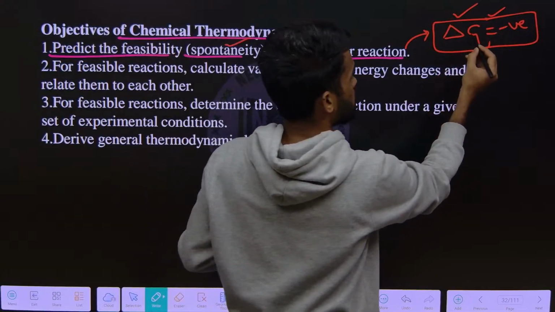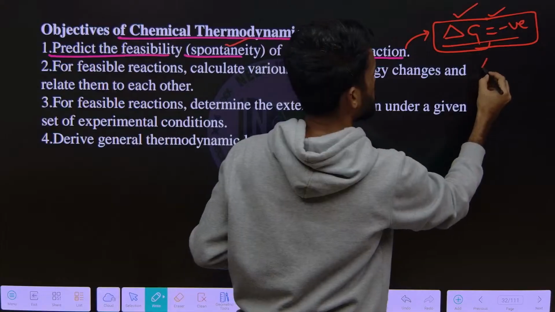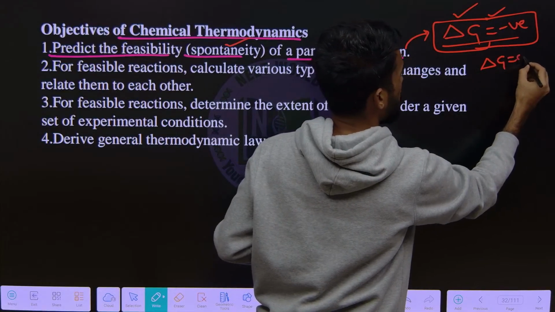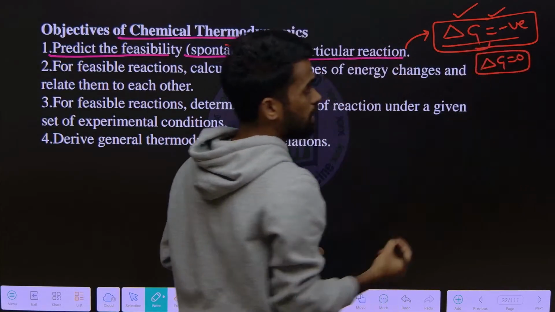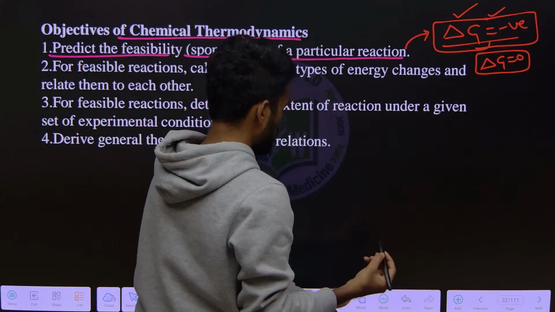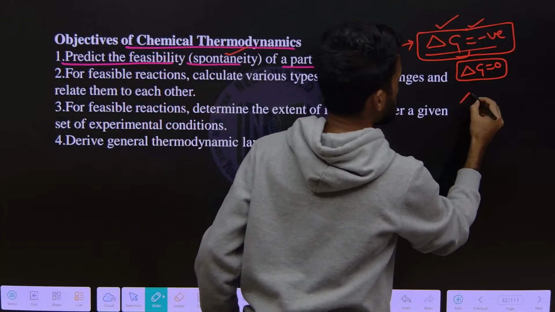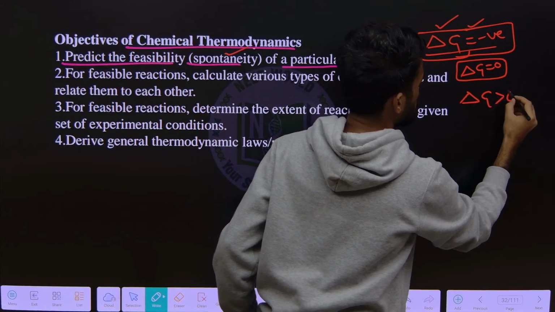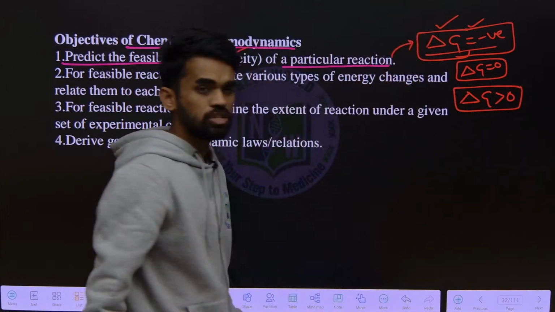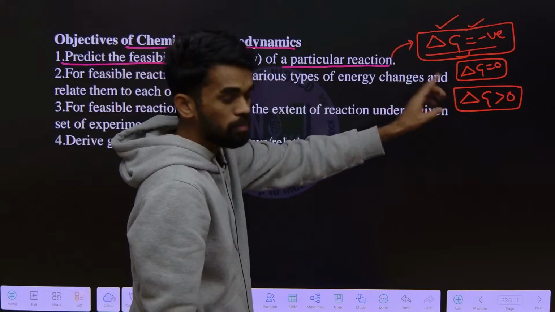So for a spontaneous process, delta G must be negative. If delta G is equal to 0, then you can say the reaction is at equilibrium. The other possible condition is delta G being positive. If delta G is positive, then it is a non-spontaneous reaction. You can remember these 3 points.